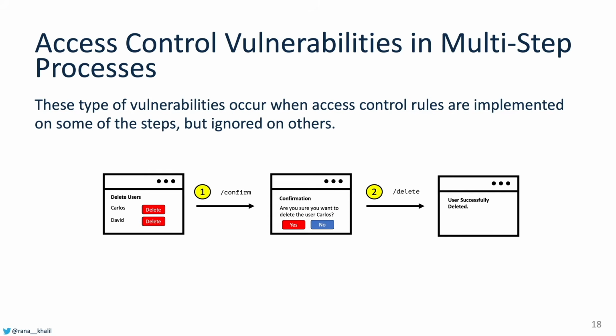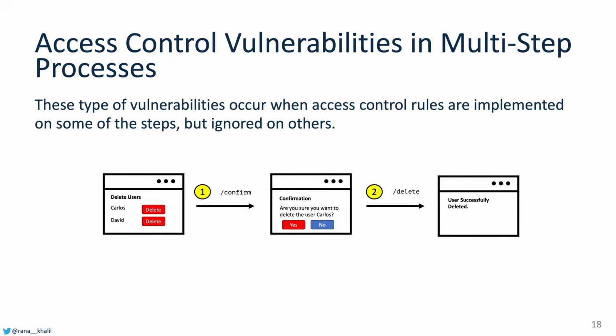Alright, the third and last type of broken access control is access control vulnerabilities in multi-step processes. These types of vulnerabilities occur when access control rules are implemented on some of the steps but ignored on others. So if we go back to the context-dependent access control example, we saw that in order to delete a user, you had to go through two steps. The first step is the confirmation step that you really want to delete a user, and then the second step is the deletion step that actually deletes the user.